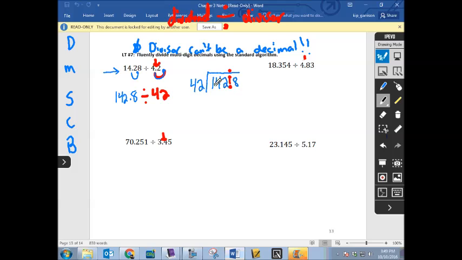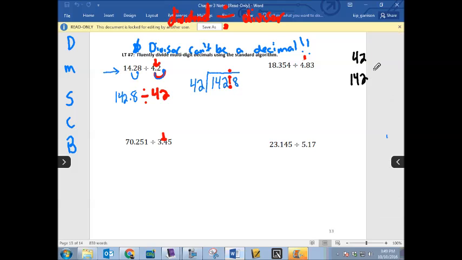Here we go again. 42 can't go into 1. 42 can't go into 14. 42 can go into 142. Now, maybe you have to do your rounding rules again. Remember, 42 and 142. I would say that 42 is really close to 40, and 142 is really close to 140. Take those zeros off. How many times will 4 go into 14? It'll go in 3 times. So that's where I would start. I would say, okay, I'm going to try 3.